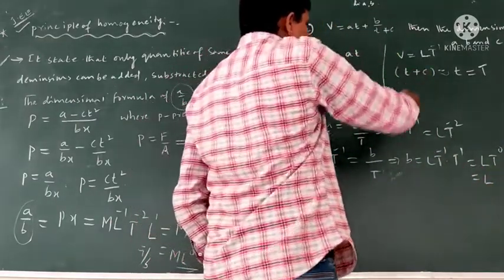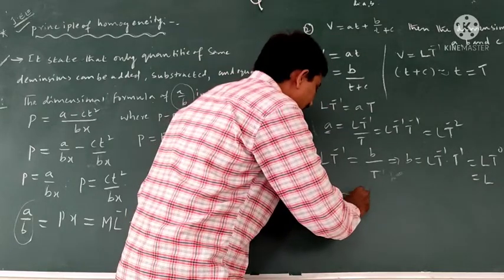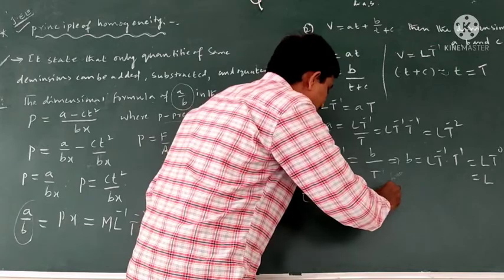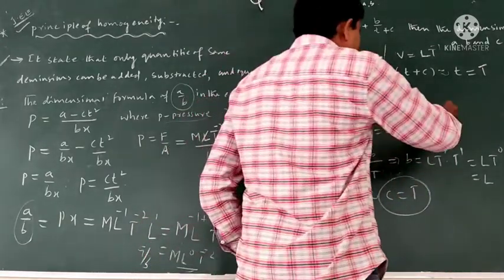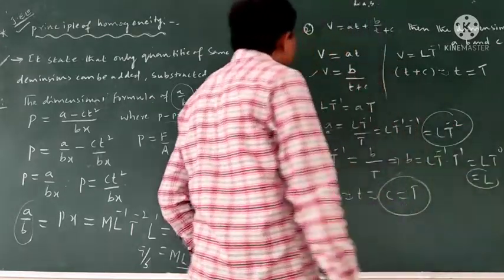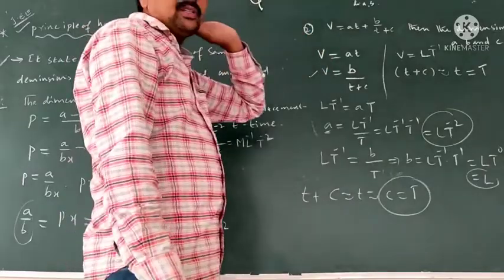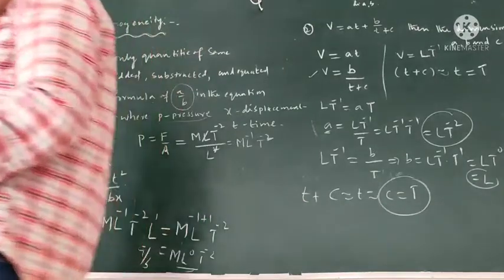And C, what is the value of C? C should be equal to T. So here A is equal to L T^-2, B is equal to L, and C is equal to T. So these are the dimensions of A, B and C. Okay? So then next one.